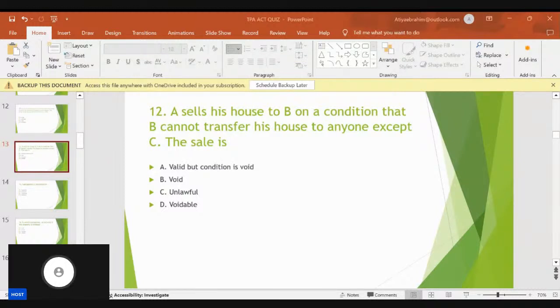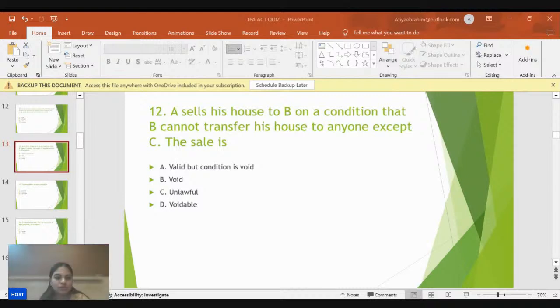But there is an exception also in this, and that is in case of lease. If the condition is for benefit of lessor or those claiming under him. So the exception to section 10 is lease. Otherwise, the thing is valid, the transfer is valid, but the condition is void in such cases.